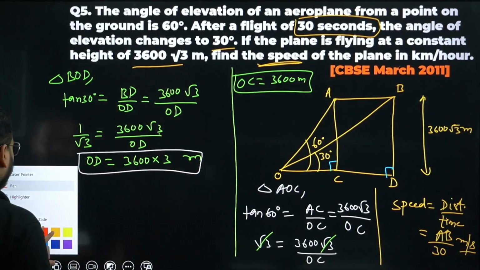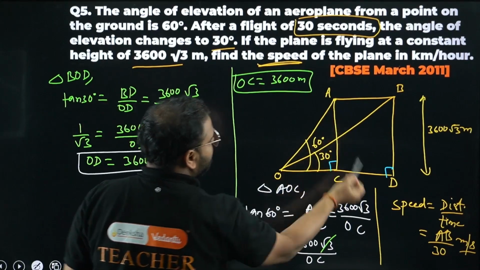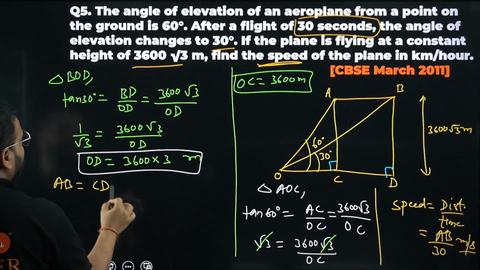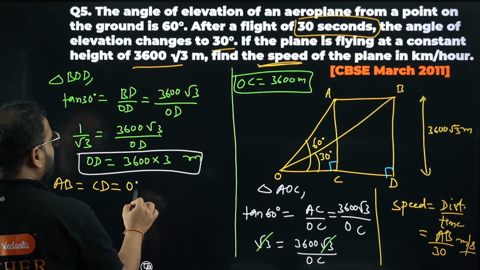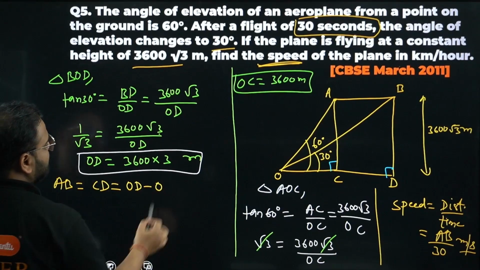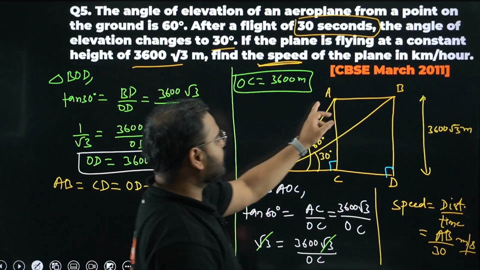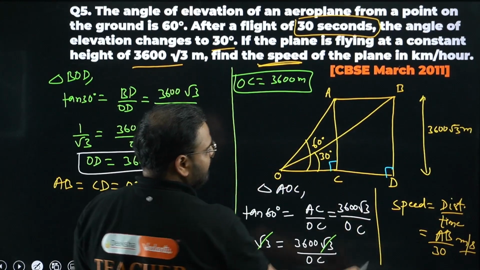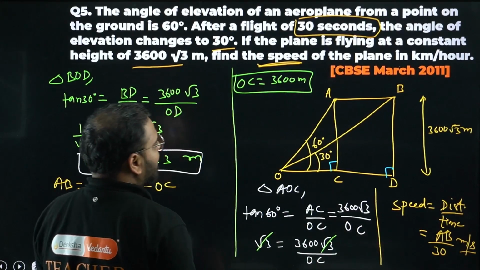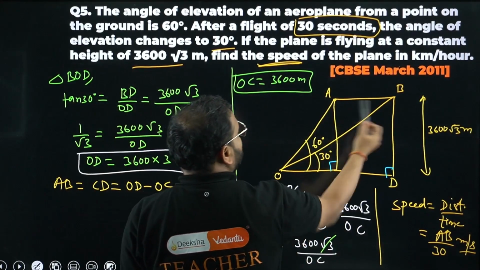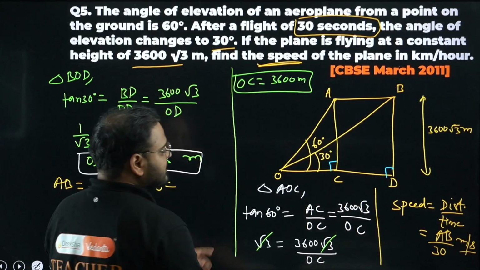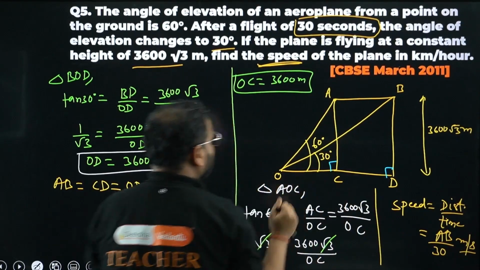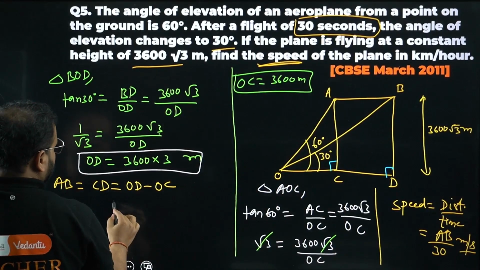Now what are we looking for? We're looking for the distance AB, which is equal to CD. To find my speed, I'm looking for AB by 30. AB is the same as CD, and CD is OD minus OC. So OD minus OC, please check the values over here.